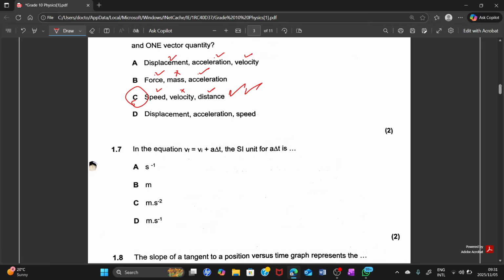Now, in the equation, this is the equation that we're given. The SI unit of change in time is... Okay, let's try to replace the SI units. What is the SI unit of velocity? Meter per second. What about for this one? Meter per second. We replace only the SI unit.